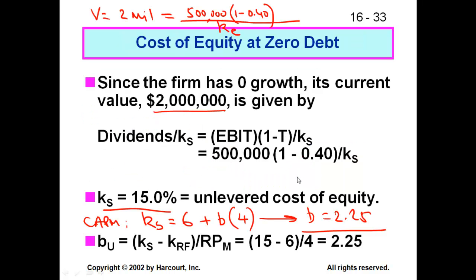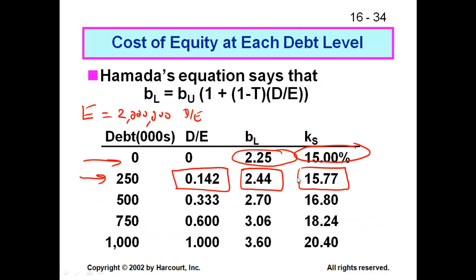Okay, so that's the CAPM formula. Now you need to, so the debt to equity, you simply did, from 2 million you subtracted 250, because that's the debt, and then the debt is 250 divided by the equity amount minus the debt amount.